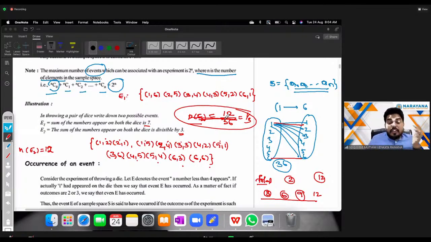So you write the sample space. You write the event. Event is a subset of the sample space. Okay.